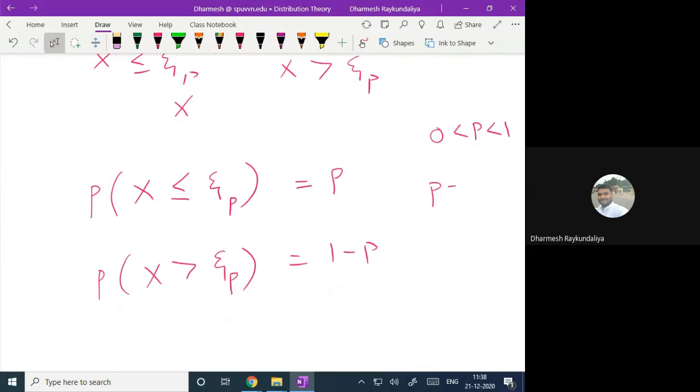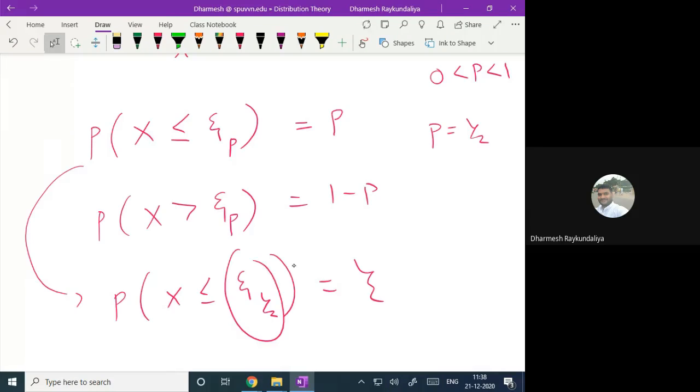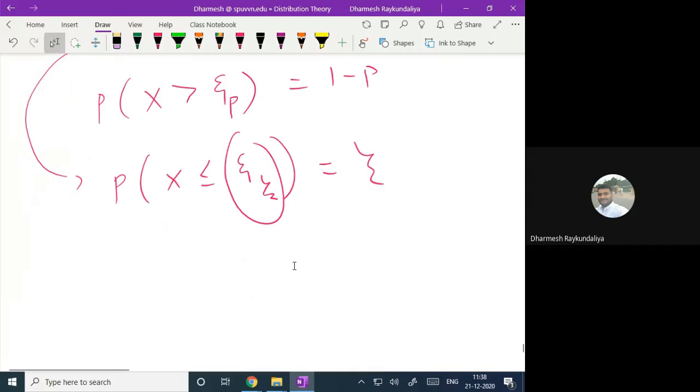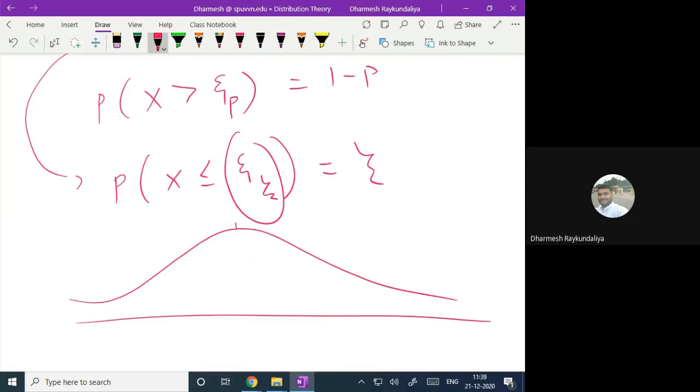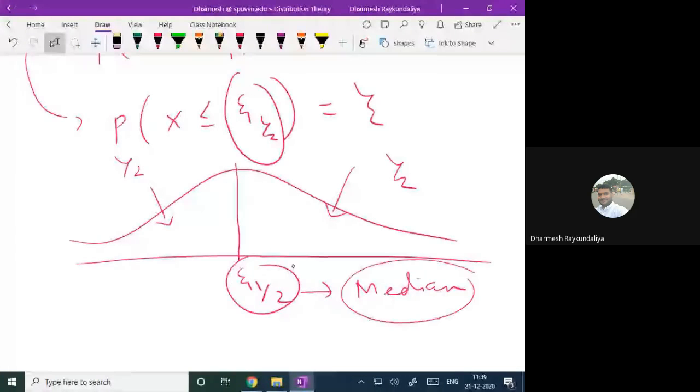Suppose I take p equal to half. That means the probability that x is less than or equal to xi_half is nothing but half. When this cutoff point xi_half divides the area into two equal parts, this has the probability 1 by 2 and this has the probability 1 by 2, then xi_half is said to be the median. It is called the median.